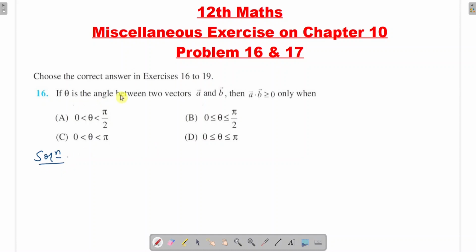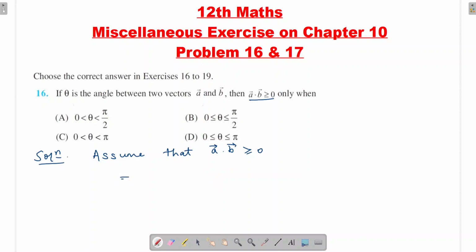Now what is given is theta is the angle between the two vectors a bar and b bar. Suppose a bar dot product b bar is greater than or equal to 0, then what is the value of theta? That is what they are asking. So let us start with this. Assume that a bar dot product b bar is greater than or equal to 0, and then find the value of theta.